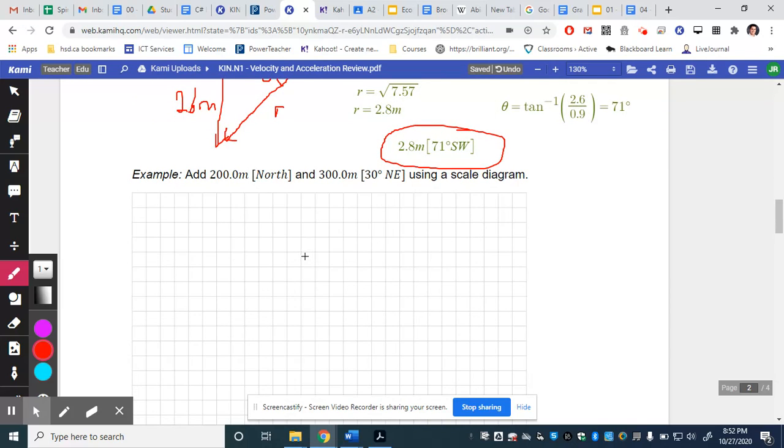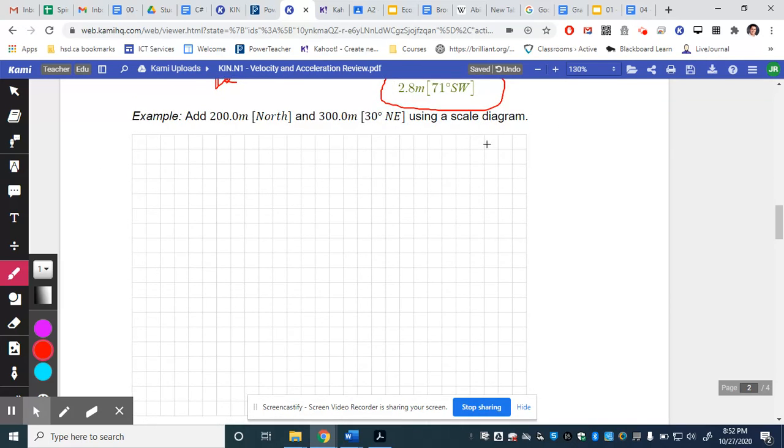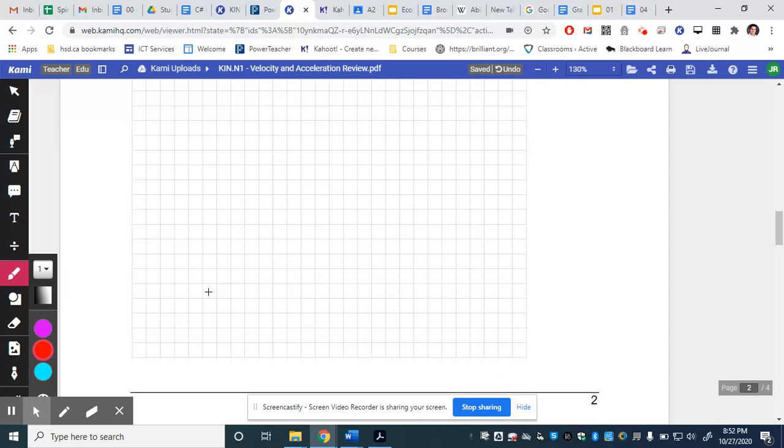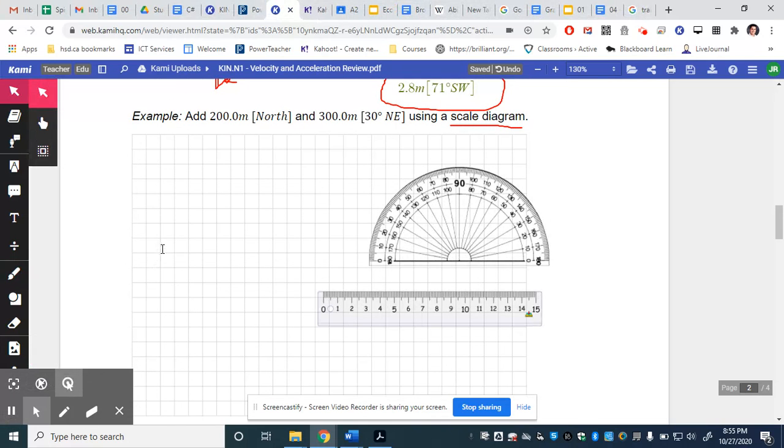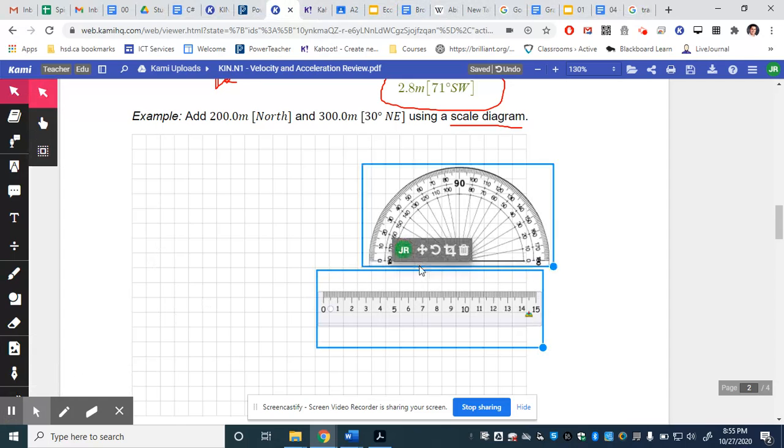It's pretty tough stuff. Another way of doing it is to use a scale diagram, and I'm supposed to teach you how to do this. So let's figure out how to use a scale diagram. For this, you need a protractor and you need a ruler. So all you got to do is pull one of them up, just like this. Boom, magic. There it is.